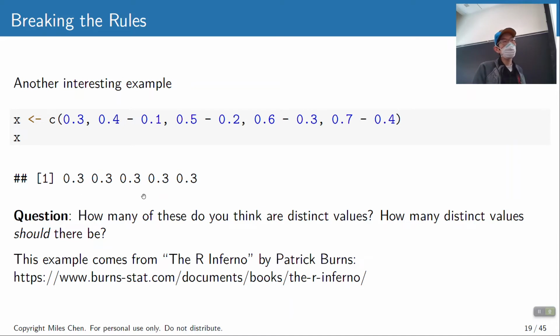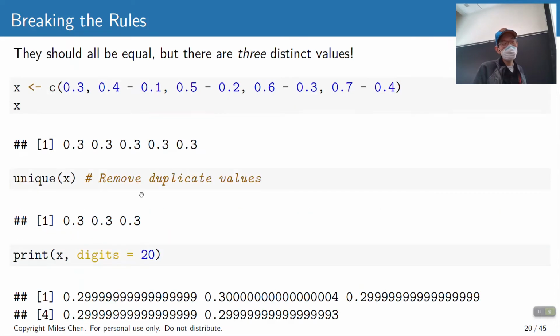But how many are actually distinct values? And there's actually 3 unique values. Out of these 5, 3 of them are unique, and if I print out all of the digits, or 20 digits as you can, we see 3 of them are 0.299999, but one of them is 0.3000 ending with a 4, and one of them is 0.2999 ending with a 3. Okay, so we have three unique values, and again, who was expecting this?